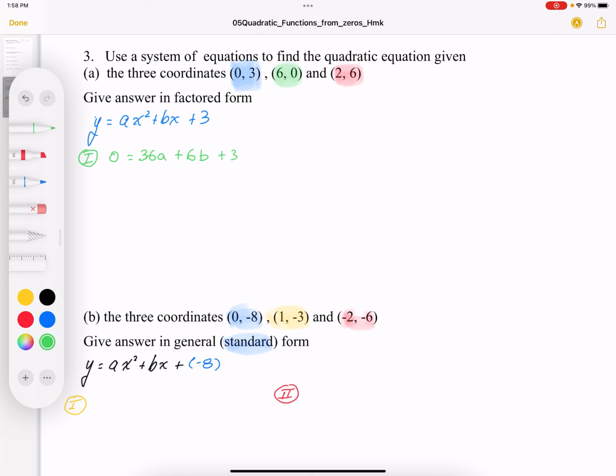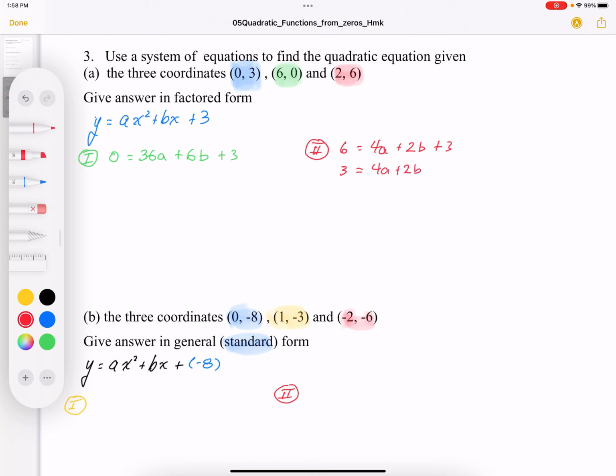So there's equation 1. I can set up a second equation based on the other coordinate. So I end up with y equals 6 when x equals 2. So 2 squared is 4. So I get 4a plus 2 times b plus 3. Okay, so I'm going to simplify these expressions. So on the right-hand side here, this is going to subtract 3 from both sides.